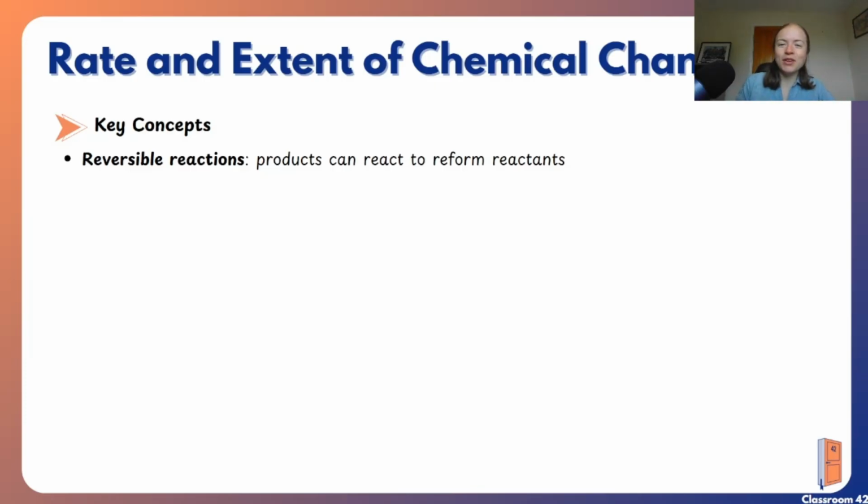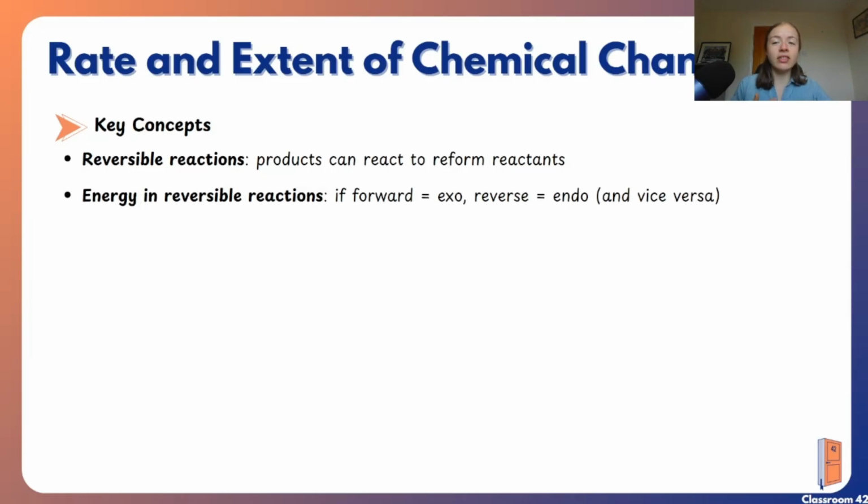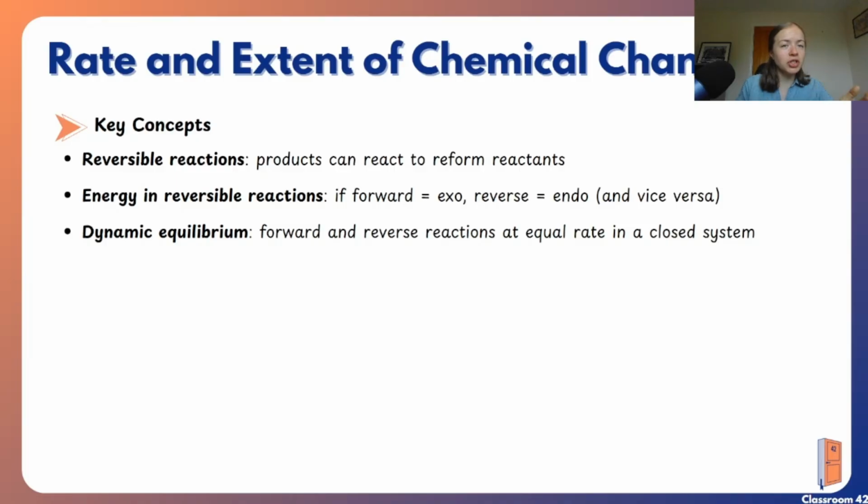You also need to understand reversible reactions, so the idea that products can react to reform the reactants that originally reacted together to form that product, and that energy in reversible reactions is important to be able to determine. So if it's a forward reaction, it's exothermic, and if it's a reverse reaction, it's endothermic, and vice versa. You need to be able to recognise which one's which. And you also need to appreciate the idea of the dynamic equilibrium, where the forward and reverse reactions are occurring at an equal rate in a closed system.